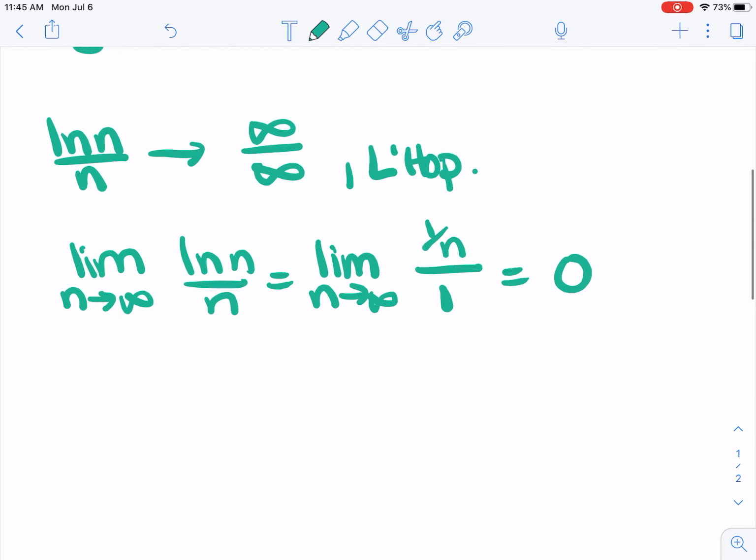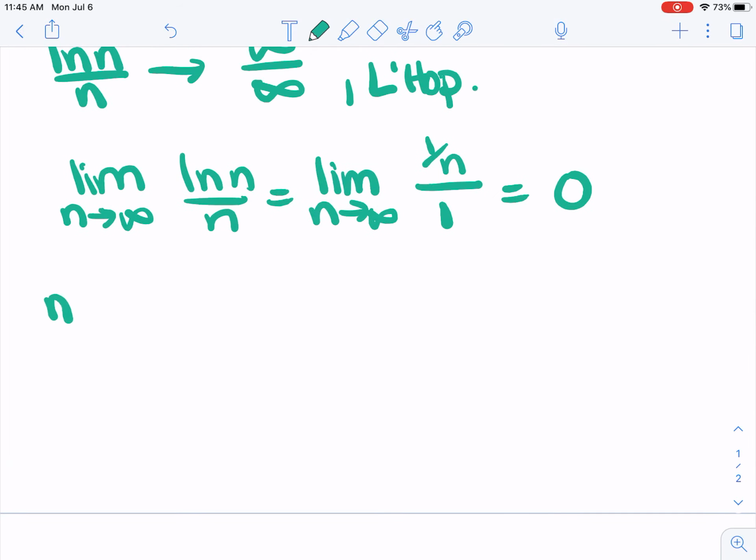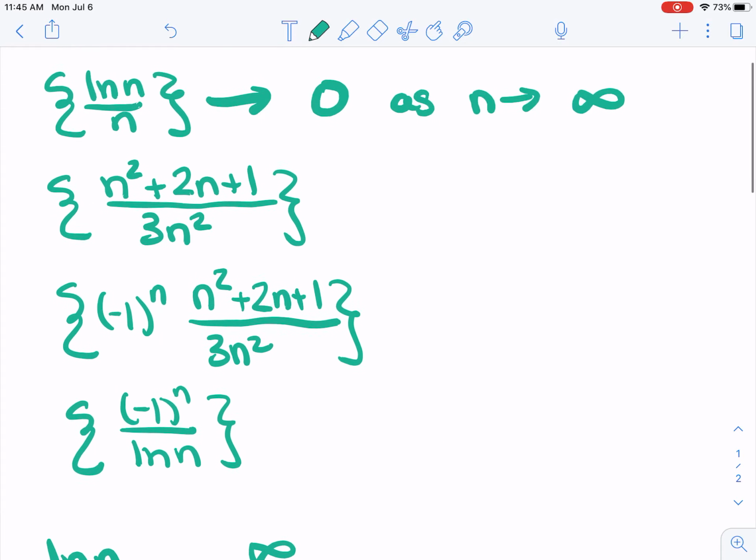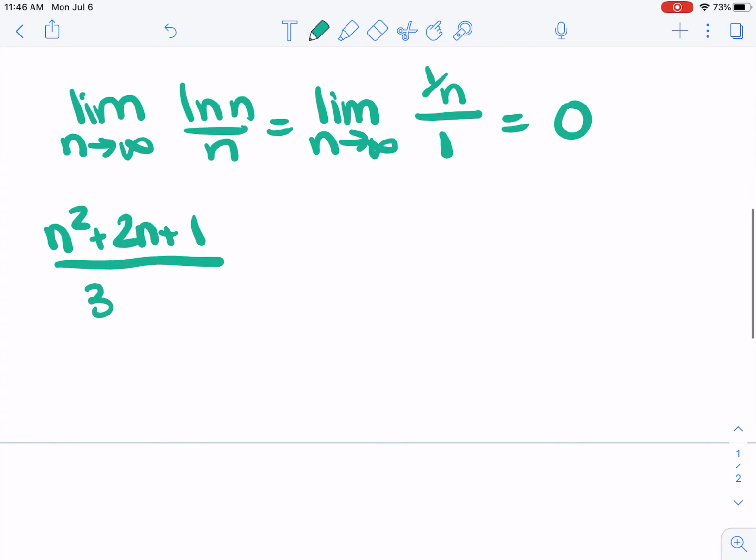N squared plus 2n plus 1 over 3n squared. I could look at this, and as n goes to infinity, I again have an infinity over infinity. I could use L'Hopital's rule. I'd have to use it twice. It wouldn't be that bad.